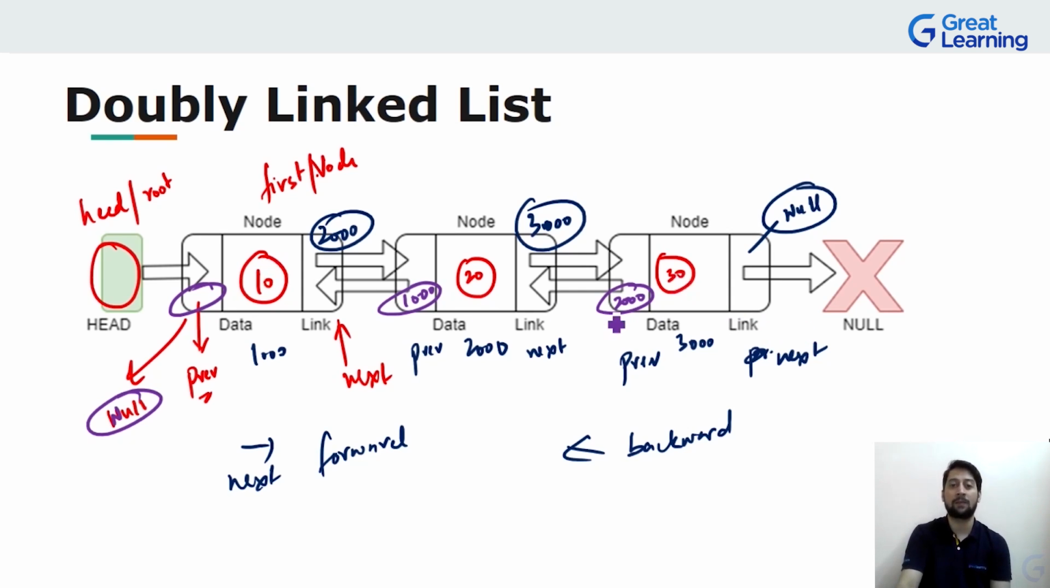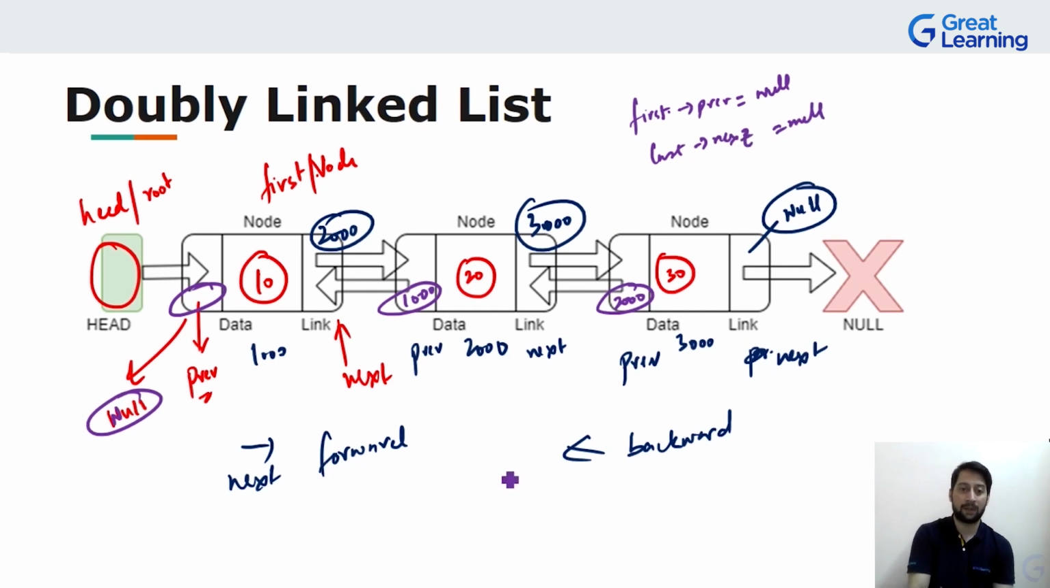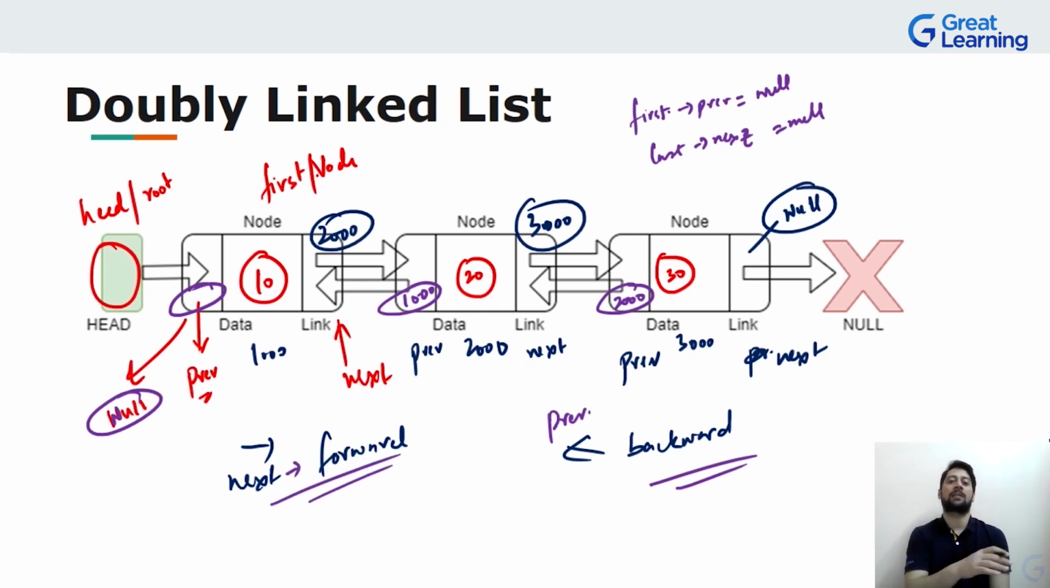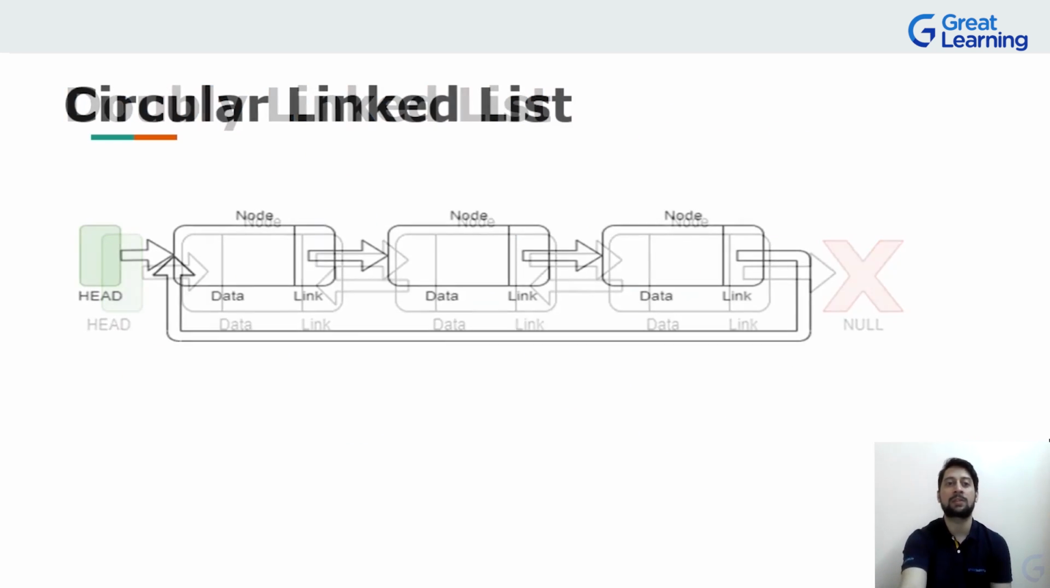If we observe carefully, there are two things you should keep in mind: the first node's previous will always contain null, and the last node's next will always contain null. Previous helps you move backwards, which was not possible in singly linked list, and next will always help you move forward, which was obviously the scenario in the singly linked list as well. Now let's move on to the circular linked list.